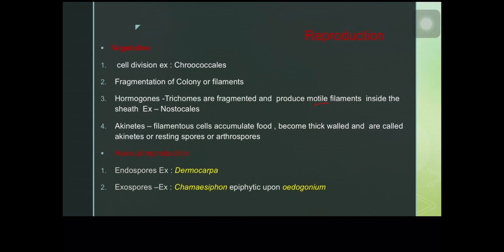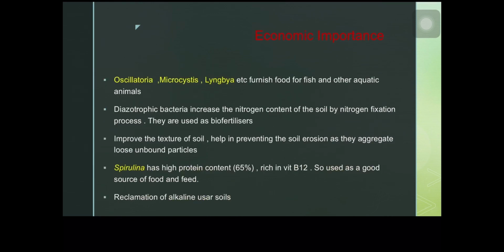Exospores, these are produced outside the cell by means of a constriction, and the example is Chamaesiphon, which is epiphytic on Oedogonium. Now moving to the economic importance, cyanobacteria serve as food for fish in the aquatic forms. Examples of such organisms like Oscillatoria, Microcystis, Lyngbya furnish food for the fish and other aquatic animals, and some species with a gelatinous layer like Nostoc can be used in soups as food.